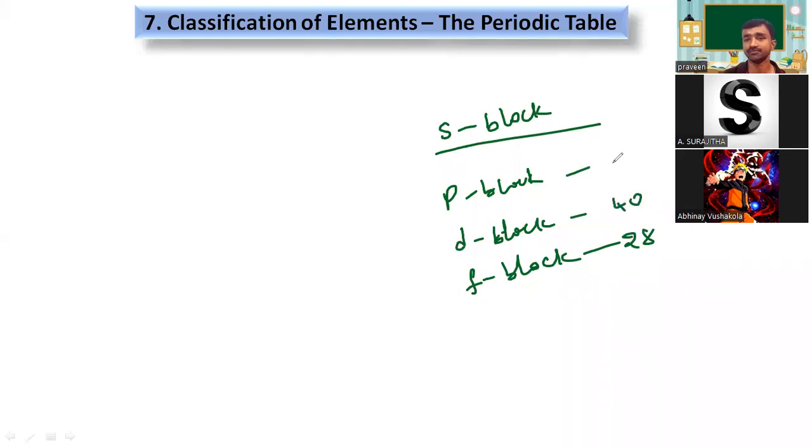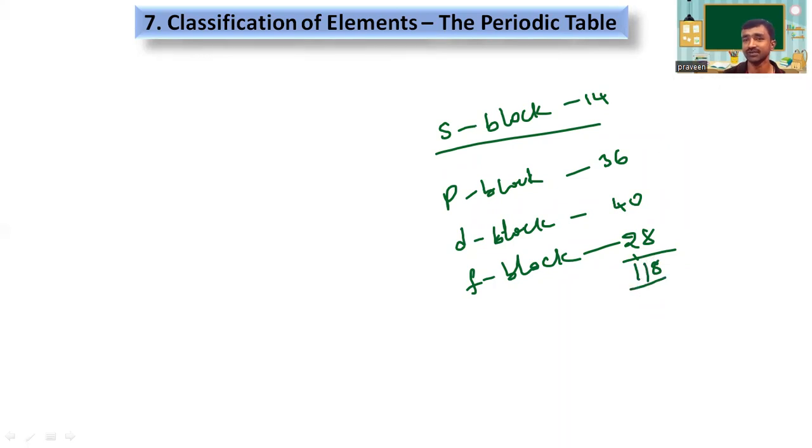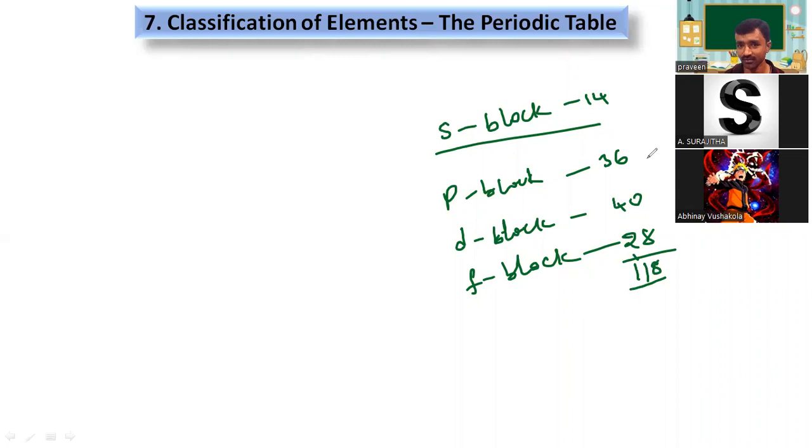P block, 6 rows, 6 times, 36. S, 2 each, 7 periods, 14. So total, how many? 8 plus 4, 12 plus 6, 18, 28, 10, 118 elements totally. So you got it? Is it clear now?